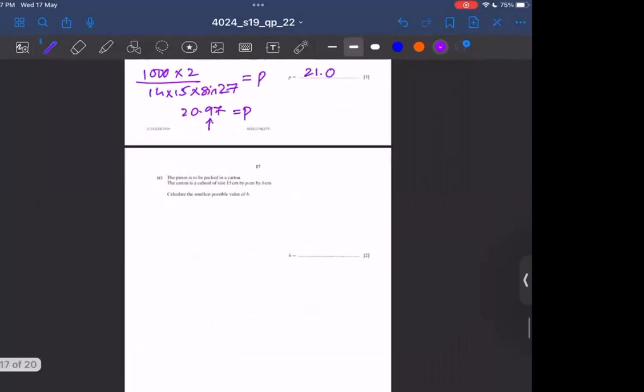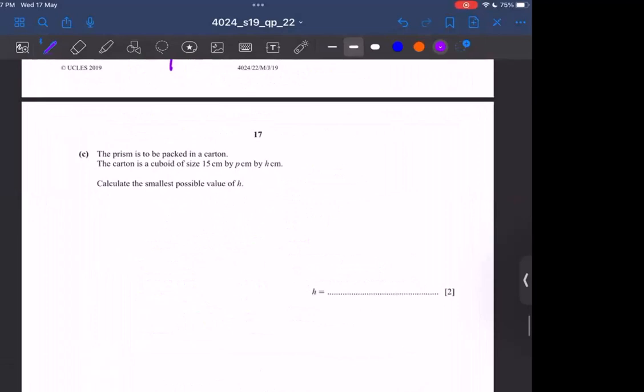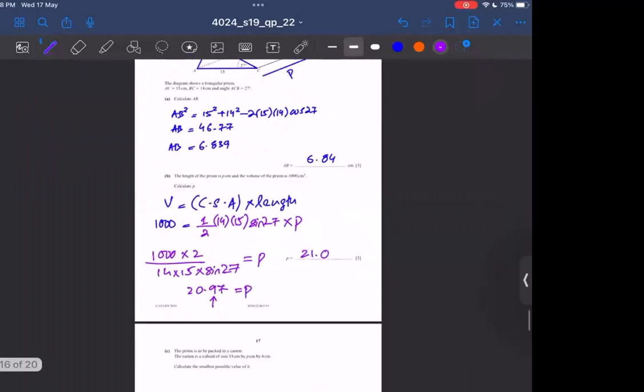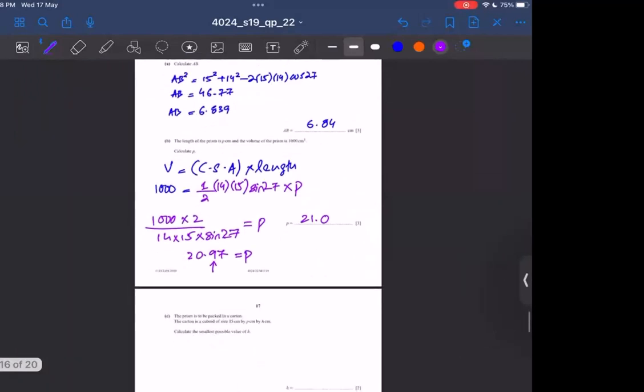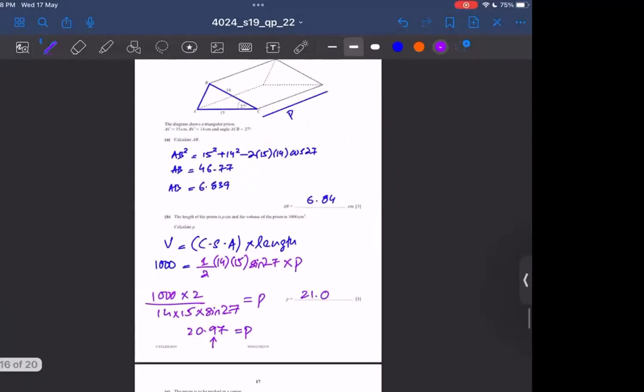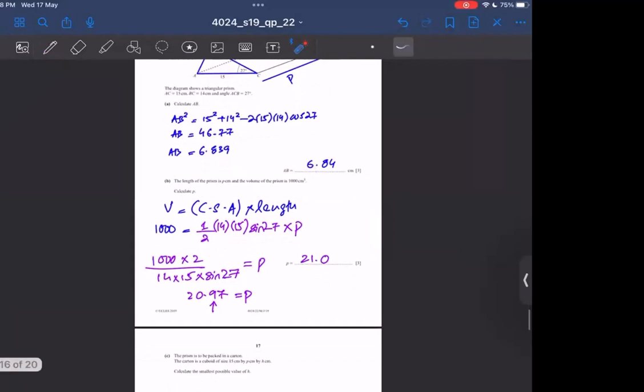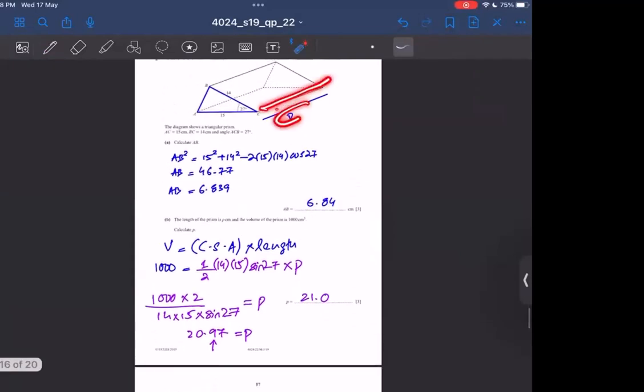Okay, so we have the prism. The prism is to be packed in a carton. The carton is a cuboid of size 15 by P by h centimeter. Calculate the smallest value of h. So this prism is basically packed in the cuboid. It is of size 15, the same as the length of this prism. The cuboid length is the same as the length of the prism here. Then we have P centimeter. This length over here is P. Cuboid length is also P.